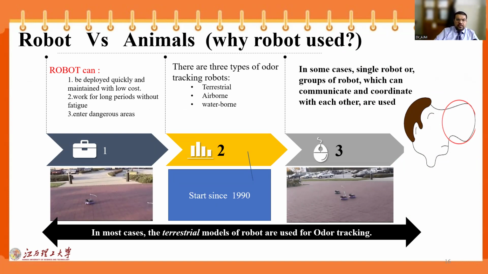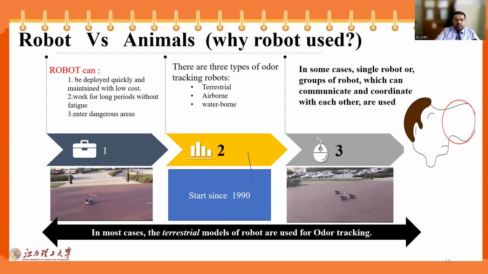Workload is no issue for them. They can work for a long time, and they can also enter dangerous areas. For example, think about radioactive areas, or nuclear jobs that these robots can go to, and also places where maybe there is a bomb. If you send in a human or a dog and the bomb activates, that is not good from an ethical point of view.